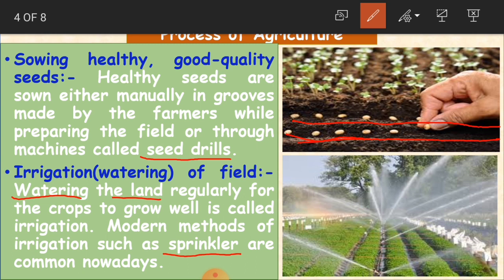These are the modern methods. Man has invented some modern methods to make his life easy. In that way, even in agriculture there is a lot of development. Instead of doing things manually, people are taking the help of machines so that the work is done in an easy way, in a fast way. So by using these modern methods, they are supplying water to the fields. You can see this in the picture.